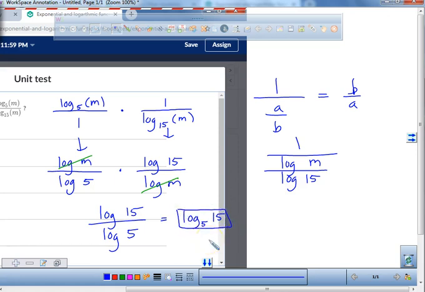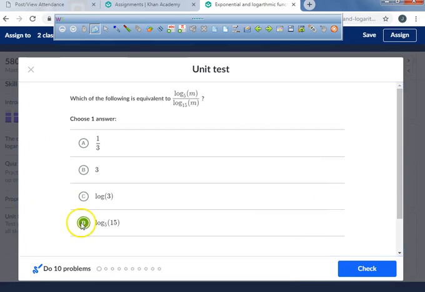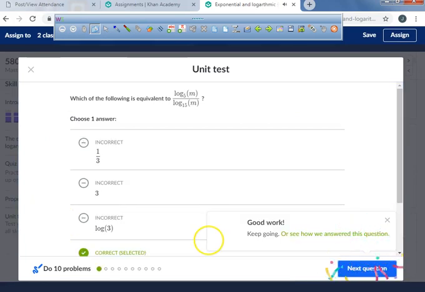And then I'm going to search for it. Log 15. Look at that, there it is, answer choice D. Voila. Moving on. Next question.